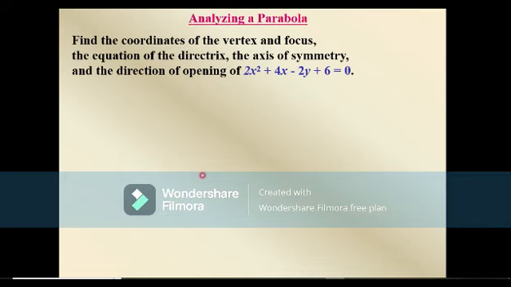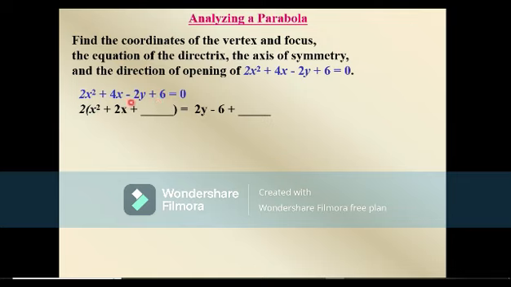Analyzing a parabola: find the coordinates of the vertex and focus, the equation of the directrix, the axis of symmetry, and the direction of opening of 2x squared plus 4x minus 2y plus 6 equals 0. So this is the general form. So we are going to express this into standard form. So you have 2x squared plus 4x, it's here. So we transpose 2y minus 6 to the other side of the equation. Remaining is 2x squared plus 4x.